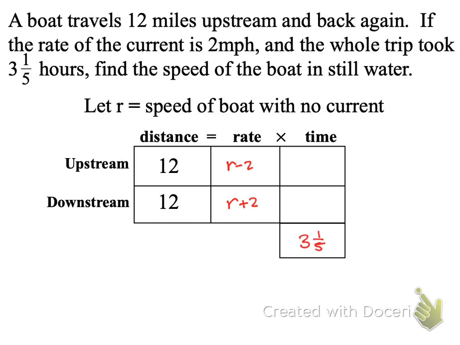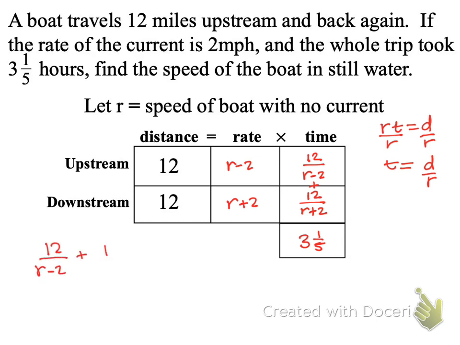Okay? So, remember, rate times time equals distance. To find the time, what do you have to do? Time is also equal to distance over rate. So it would be 12 over R minus 2, and 12 over R plus 2. So my equation is 12 over R minus 2 plus 12 over R plus 2 equals 3 1/5.